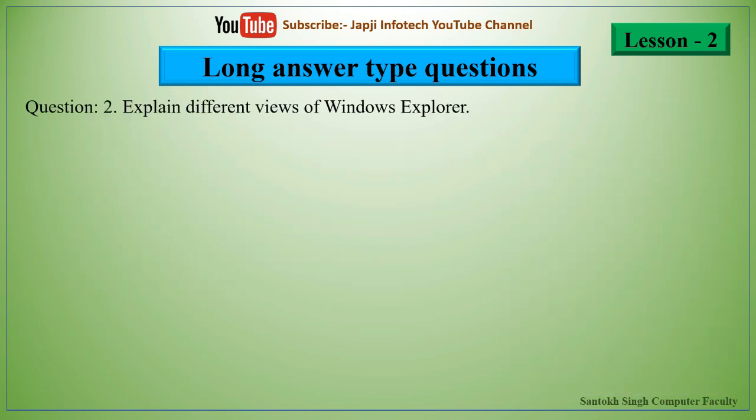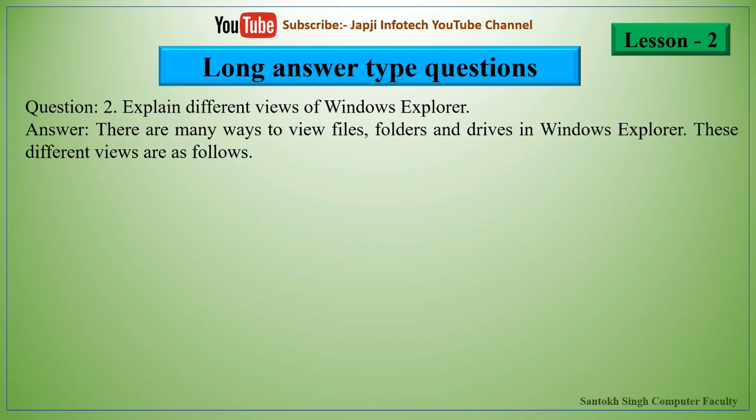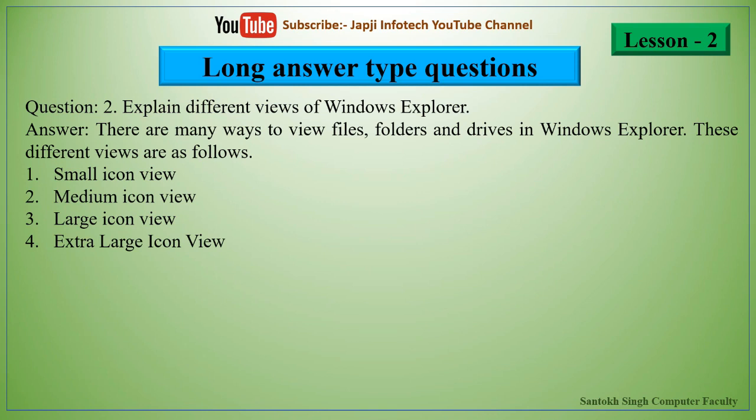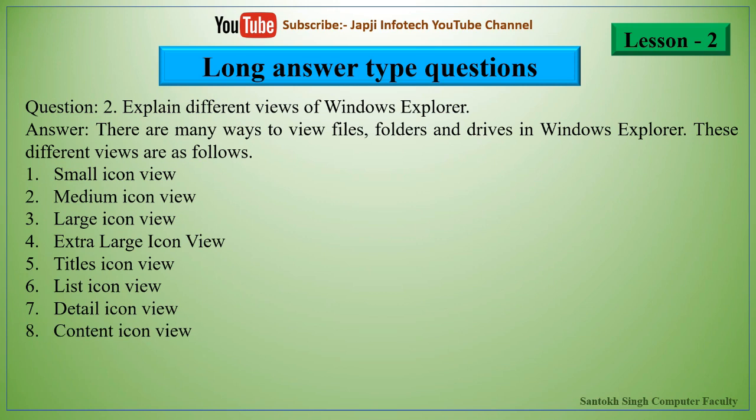Our second question is: explain different views of Window Explorer. There are many ways to view files, folders and drives in Window Explorer. These different views are as follows. The first one is small icon view. Second one is medium icon view. Third one is large icon view. Fourth one is extra large icon view. Fifth one is tiles icon view. Sixth one is list icon view. Seventh one is details icon view. Eighth one is content icon view.